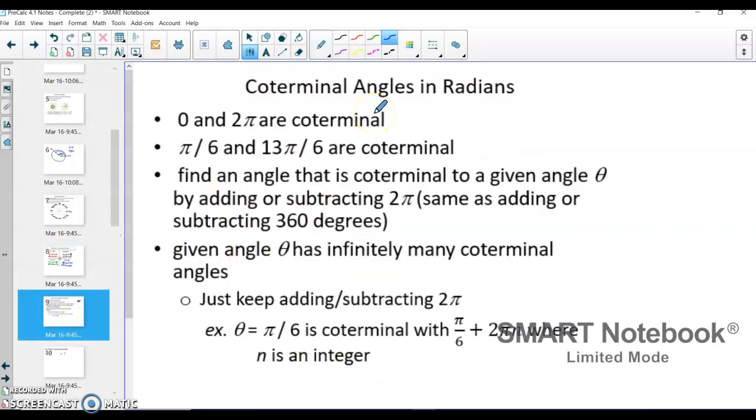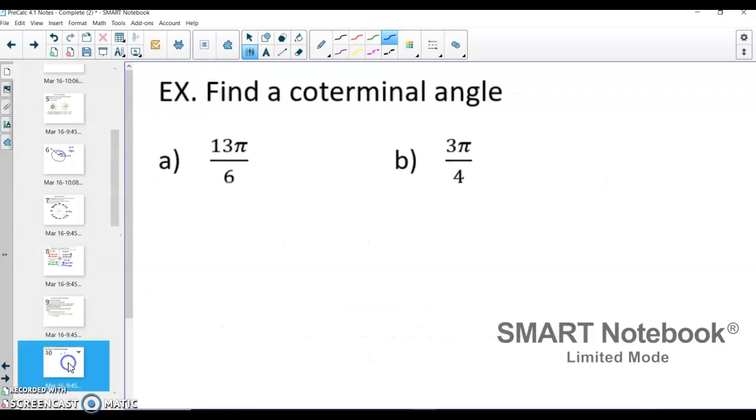Here are some coterminal angles in radians. If we want to find a coterminal angle, we can always add or subtract 2 pi, because 2 pi is the same thing as adding or subtracting 360 degrees. I'm just going to do one because you can see these in your written notes. Here, you can just subtract 2 pi. That would be 13 pi over 6 minus 2 pi, and we need to find a common denominator.